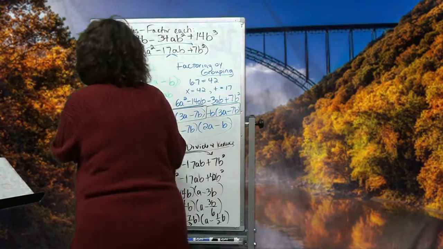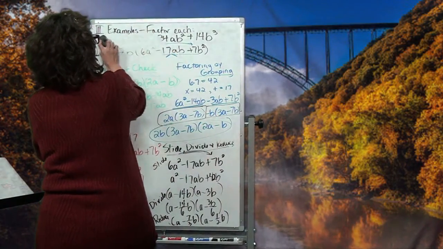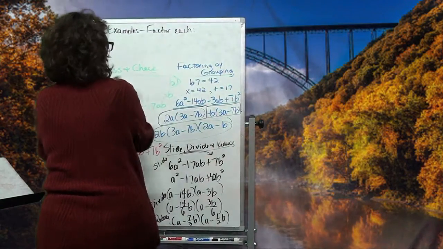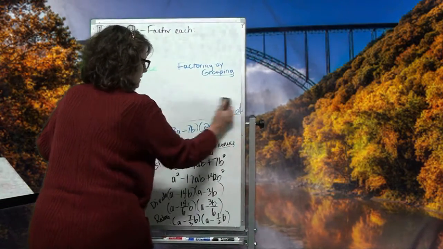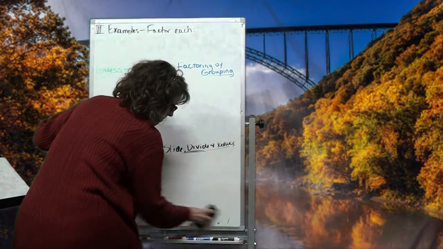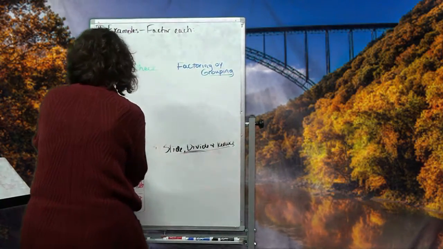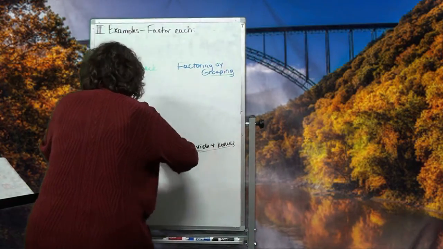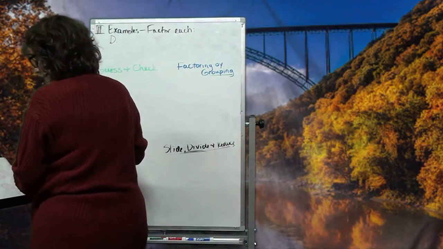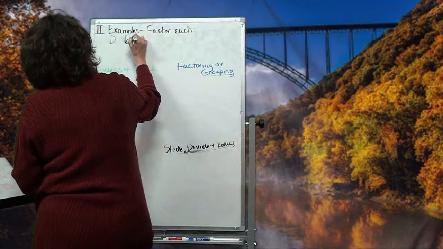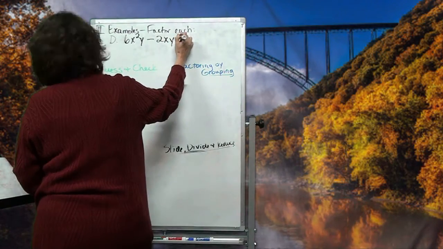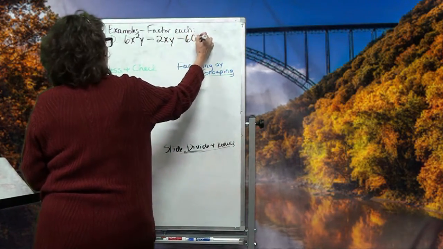Last one. Let's try this. Let's finish strong. Get one more example in here so that we will be very, very good at this. Beautiful West Virginia scenery, isn't it? Just gorgeous. Okay, so our last example here is 6x squared y minus 2xy minus 60y.